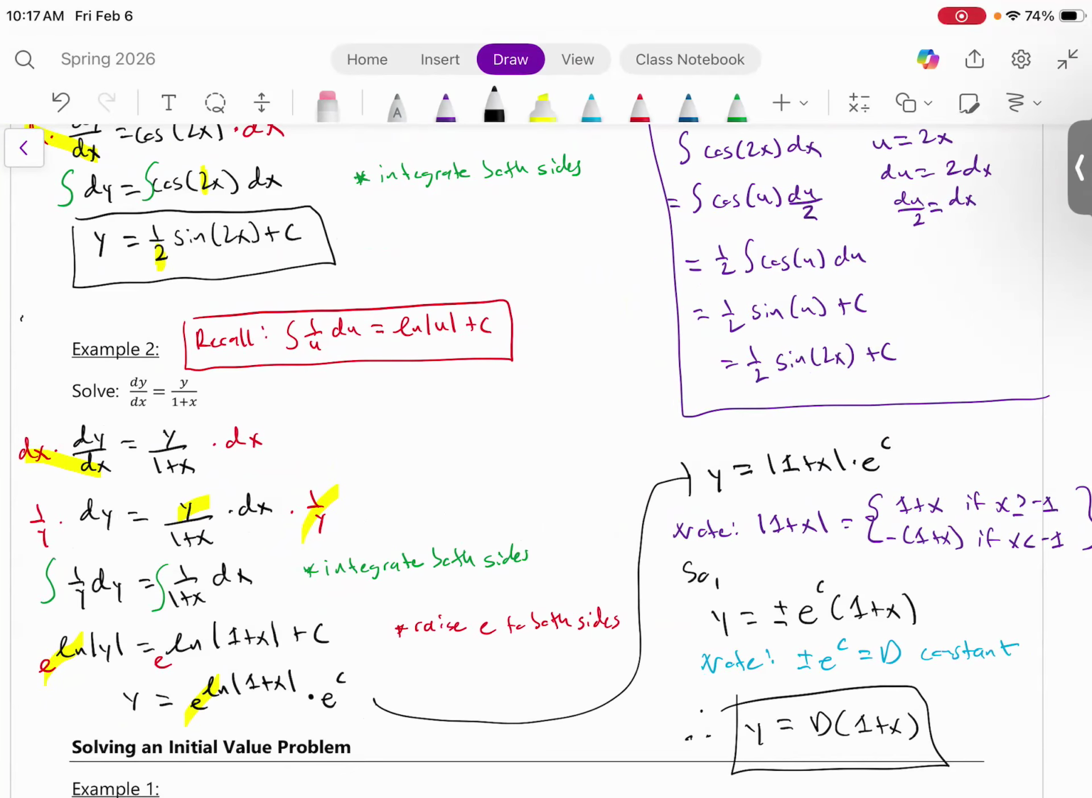So that is two examples of separable differential equations. One was a bit easier, one was a little more involved in getting to that final solution, but the idea is still the same: separating them, integrating both sides, and getting to an explicit solution somehow.